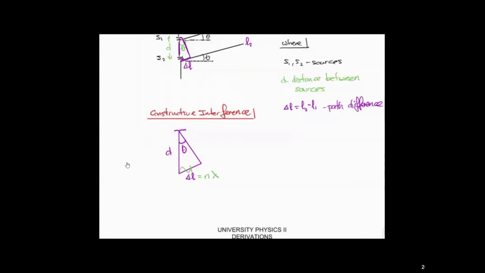All right, so the path difference needs to be multiples of a full wavelength. So we end up getting no phase difference. Everything is going to be on top of each other. So this is going to give us a constructive interference. All right, so this is the condition for a constructive interference.